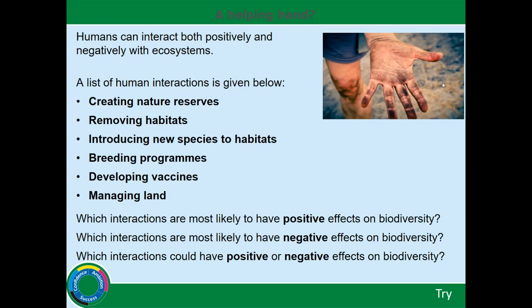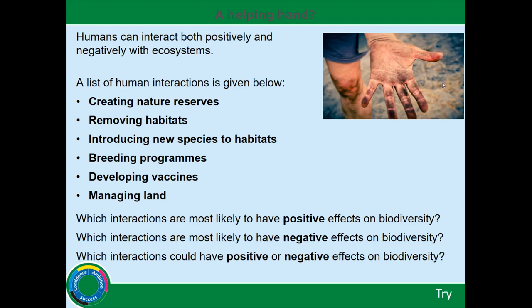Right, helping hand. So please pause the video. I'm going to read through this, but you too can read through this by yourself after I've read through it and answer the three questions at the bottom. Humans can interact both positively and negatively with ecosystems. A list of human interactions is given below: creating nature reserves, removing habitats, introducing new species to habitats, breeding programs, developing vaccines, and managing land.